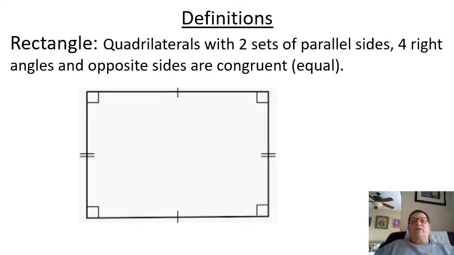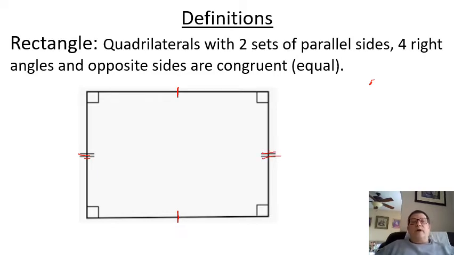First one is a rectangle. And a rectangle is a quadrilateral with two sets of parallel sides, four right angles, and opposite angles are congruent. Congruent, a new word. Congruent means equal, okay? Once again, like yesterday, we have these little marks. So we can see opposite sides are equal because we know in a rectangle we have opposite sides equal, and they're not usually the same shape.